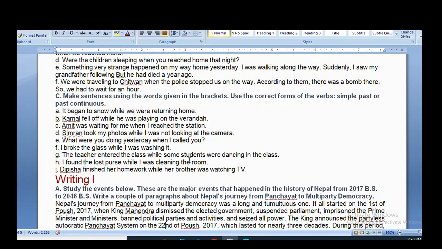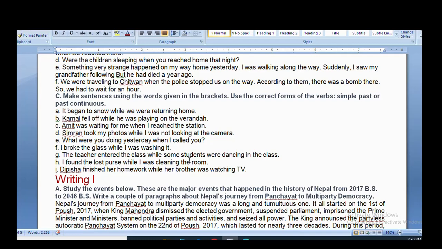It began to snow while we were returning home. Kamal fell off while he was playing on the veranda. Amit was waiting for me when I reached the station. Simran took my photos while I was not looking at the camera. What were you doing yesterday when I called you?